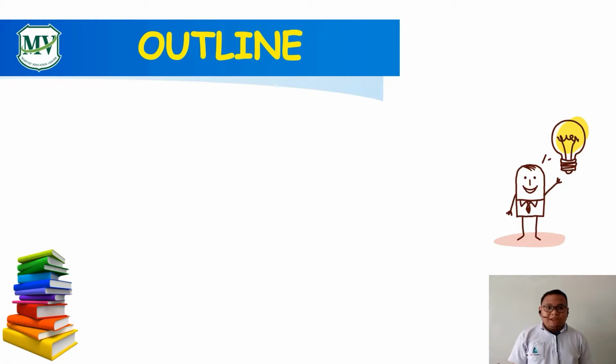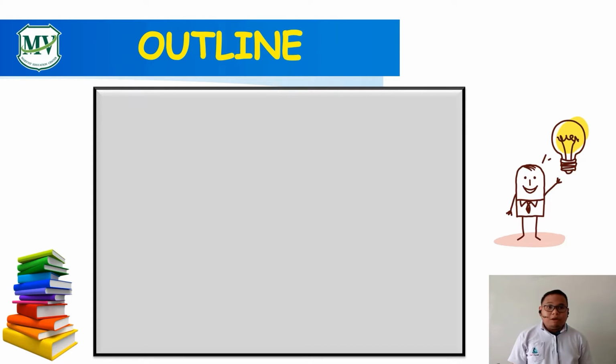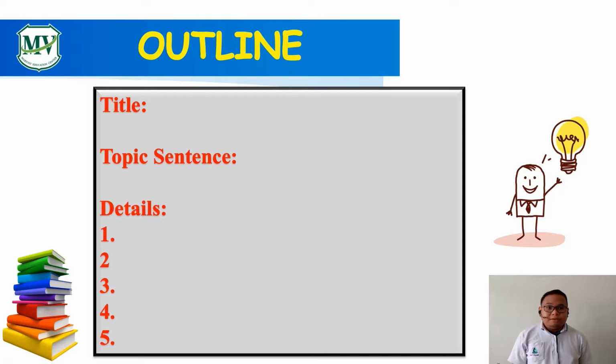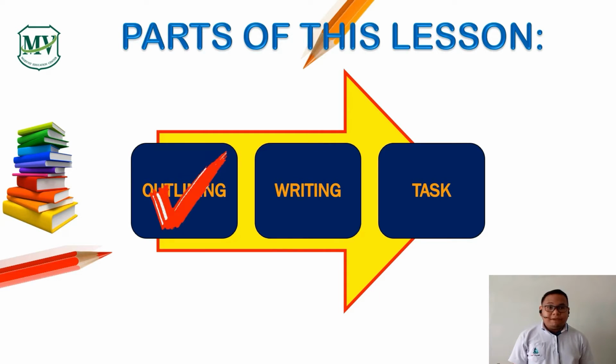To fully utilize the way it looks, here is a sample diagram on how our outline should be organized. Starting from the title, then the topic sentence, down to the last detail of our paragraph. So there you have the first part. Let's try applying it in our writing.